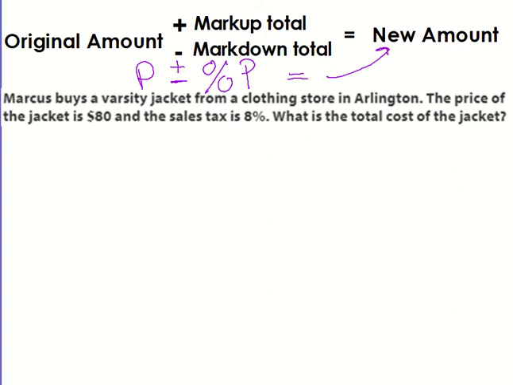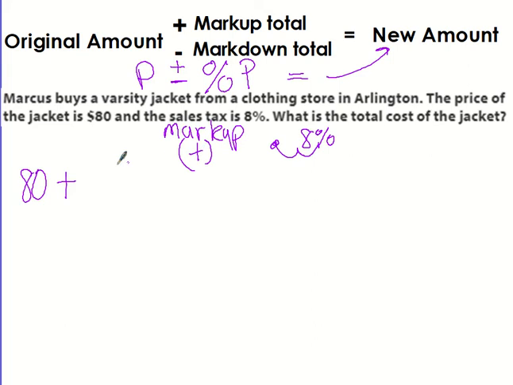So Marcus buys a varsity jacket from a clothing store in Arlington. The price of the jacket is $80 and the sales tax is 8%. What is the total cost of the jacket? So remember, sales tax is a markup. So we're going to add. Remember to take our 8% and make it a decimal. So we're going to take 80 because that's the price. We're going to add, because it's a markup, 0.08 times 80 because that's our expression.